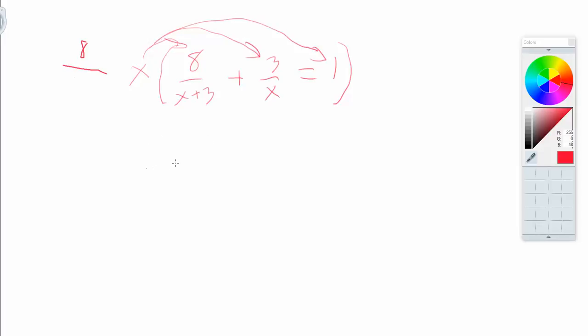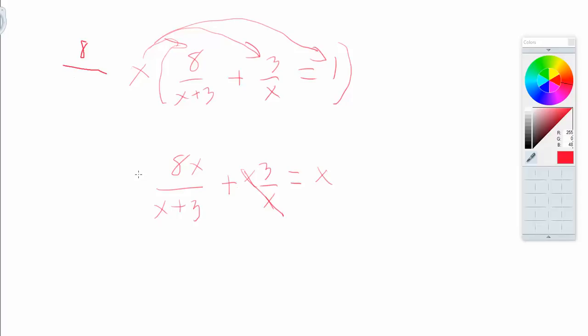So now you have 8x over x plus 3 plus 3x equals x. All right, so notice what happened to this. It's x over x, so that cancels.